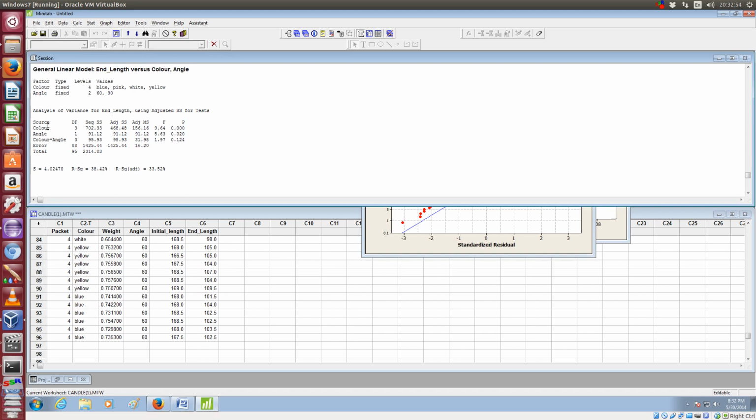So we see here, we've got a p-value of 0 for the color, we've got a p-value of 0.02, which is a good value, for the angle, but then for the interaction term, we've got something which is relatively high. It's not massively high, but it's relatively high.